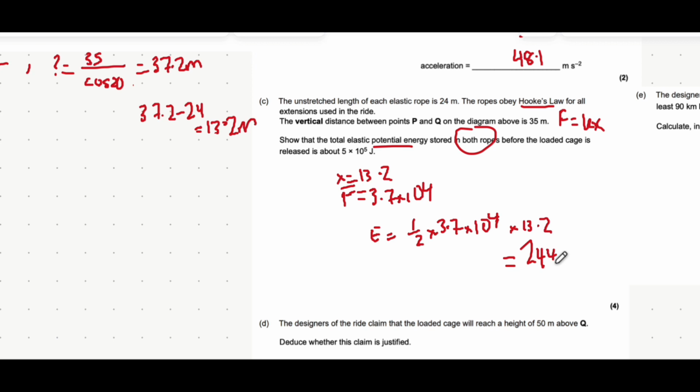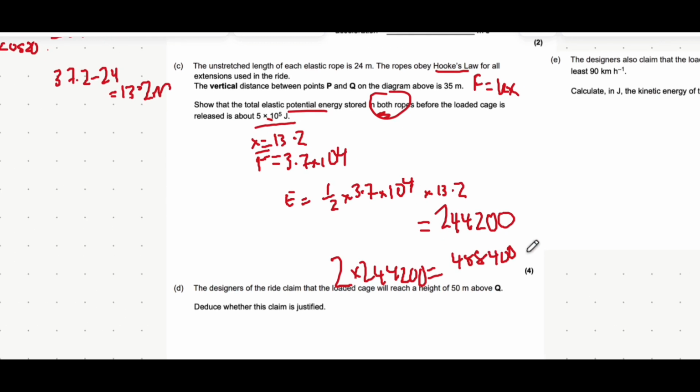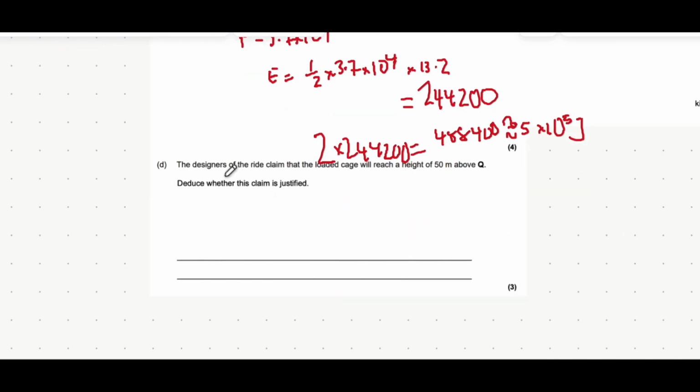Now, do you remember that that's the elastic potential energy stored in one of the wires, but we want to find it stored in both ropes. So then we multiply that answer that we just got by 2. And that's what gets you to 488,400, which is 4.9 times 10 to the power of 5, which approximately rounds to 5 times 10 to the power of 5 to one significant figure. So we can do this squiggly line, which shows that it's approximately 5 times 10 to the power of 5 joules.